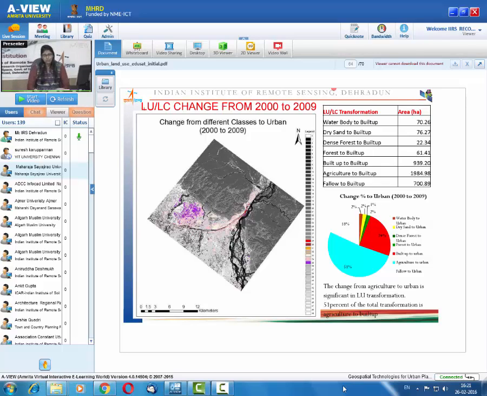That how much built up has grown, number one, which class has changed to which class. So for example, dense forest has changed to built up. So how much it has changed and what area has changed, that kind of analysis can also be done. This is important in the sense that we need to understand how much we are depleting our own natural resources, and hence for that we can have such kind of analysis, change map analysis.